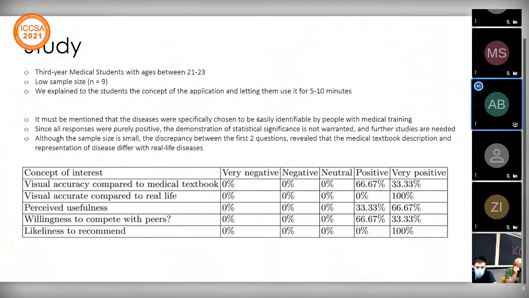These responses were all positive in the study, but the statistical significance is not warranted yet, and further studies are needed. But a good thing was the discrepancy between the first 2 questions, because that shows us that in the medical textbooks, sometimes the pictures are not that accurate or not that comparable to real life because of lighting or 3D effects, and it was better with the app.